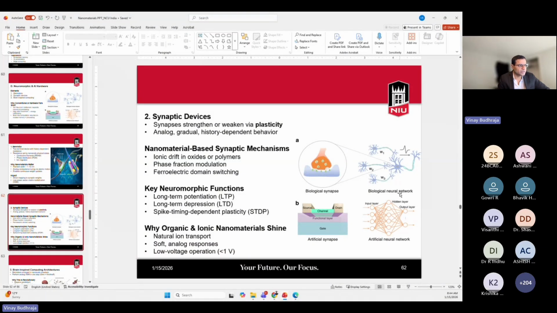Why do organic and ionic nanomaterials shine? Because they give natural ion transport, soft and analog responses, and low voltage operation. The devices I discussed from my research, the OECTs, are also good candidates for neuromorphic computing. A few research groups are working on neuromorphic computing with OECTs, and it's still in the research phase, but promising for the future.